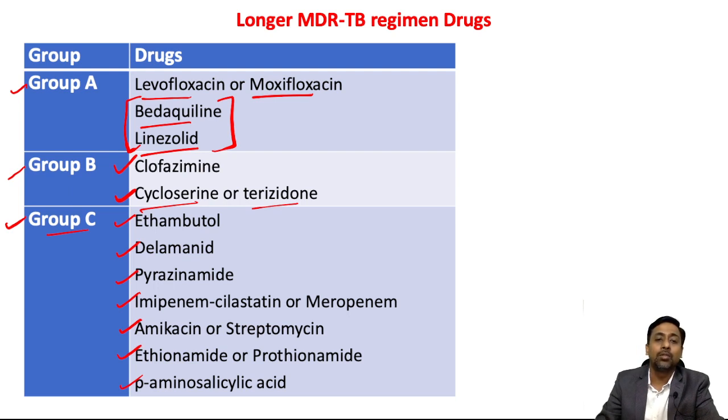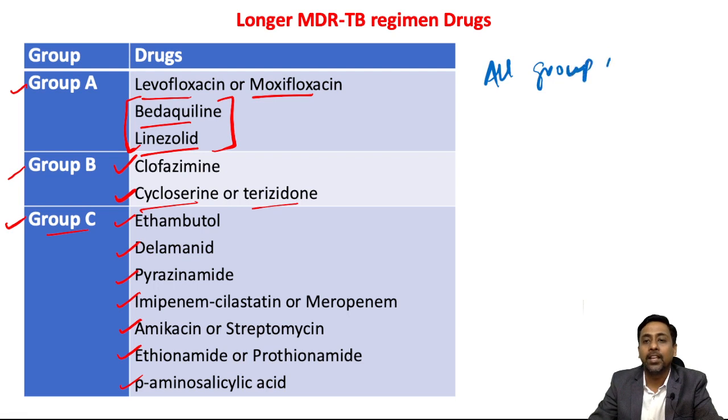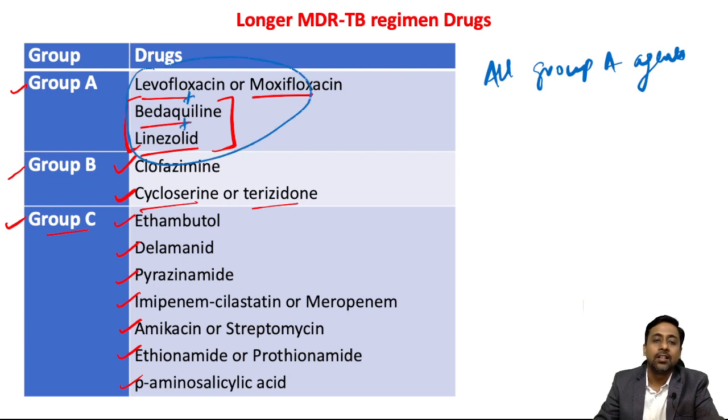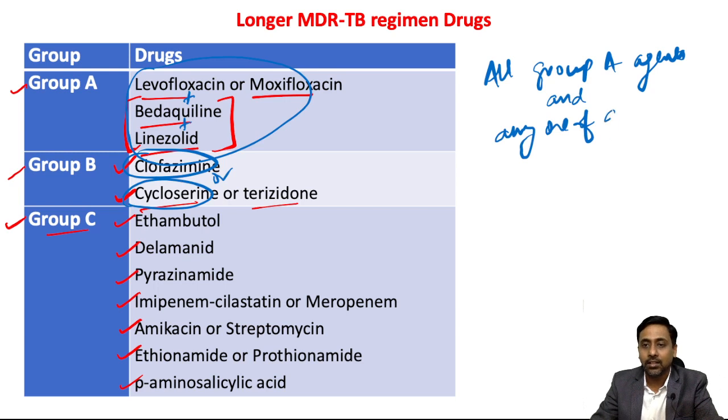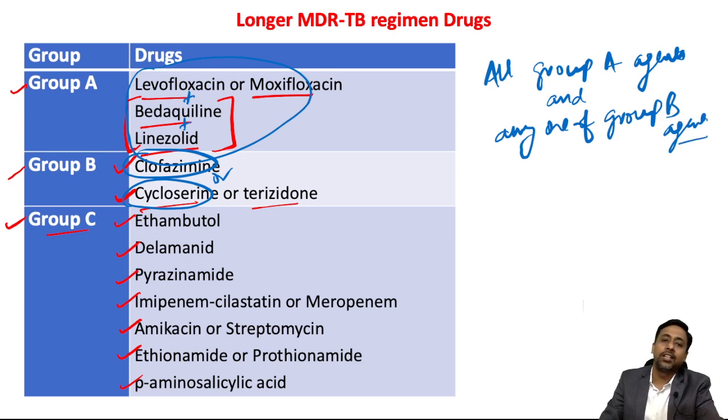Okay, so when to use and which drugs should we use? The regimen includes all Group A agents. That means we take either levofloxacin or moxifloxacin, then bedaquiline and linezolid. These three will be included. And any one of the Group B agents, so either clofazimine or cycloserine or terizidone.